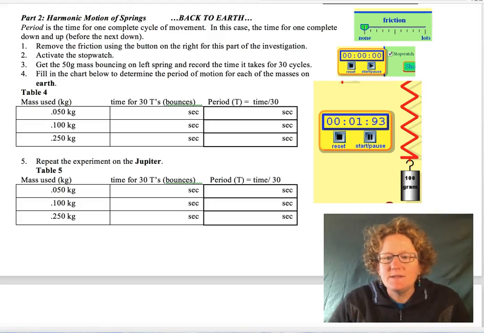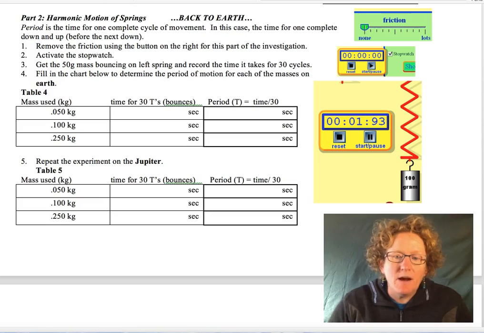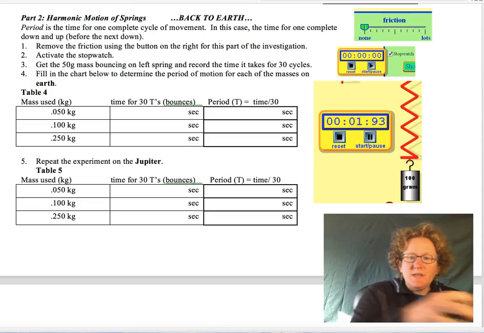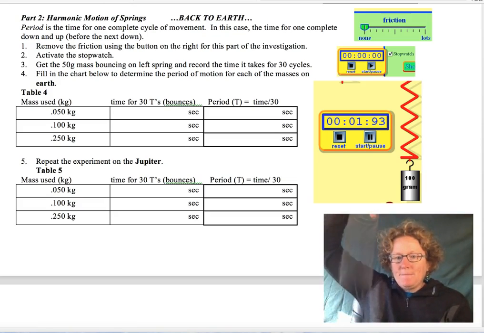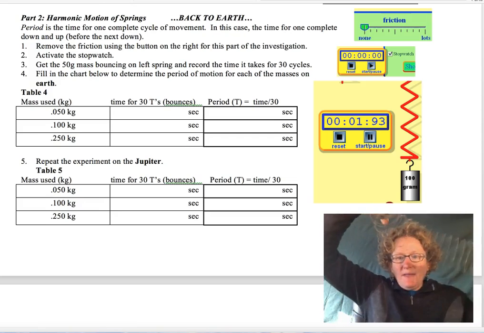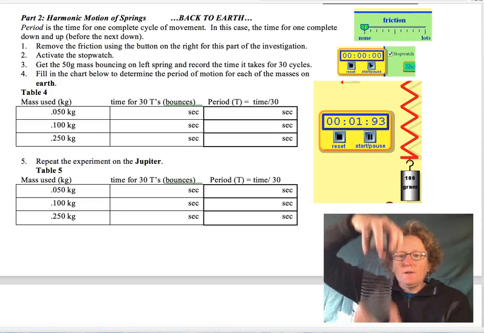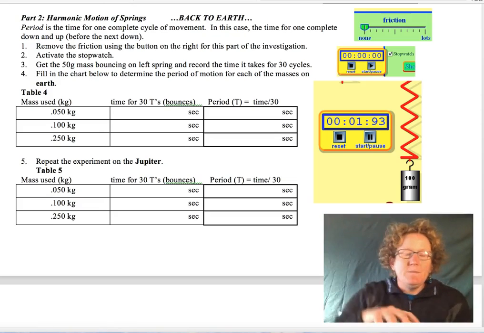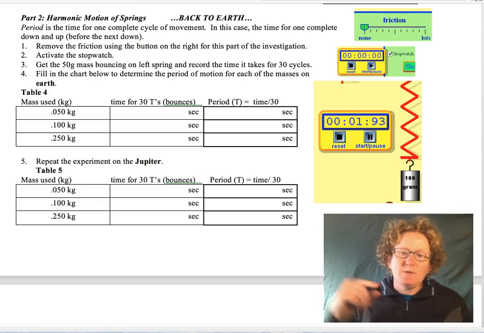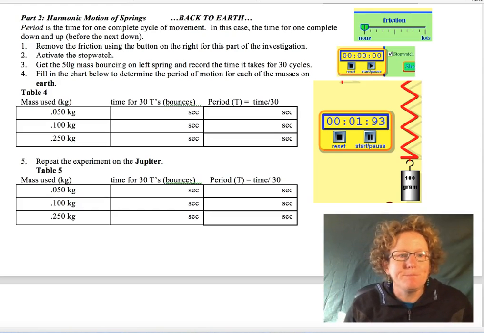Hello, scientists. So this is part 2 of Lab 5.06 on masses and springs. We're going to be looking at harmonic motion, which is the idea that something repeats the same motion over and over again. We already looked at pendulums, and now we're going to look at springs because they have the same up and down motion, just not back and forth.